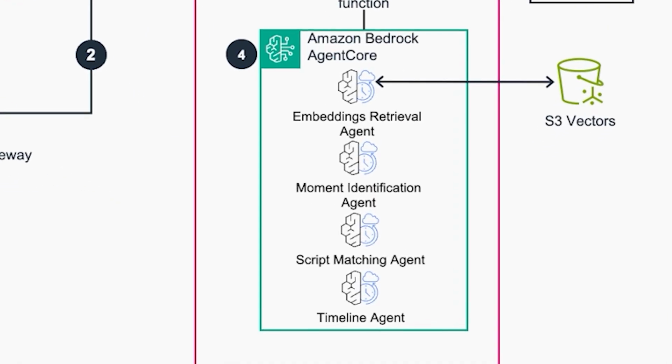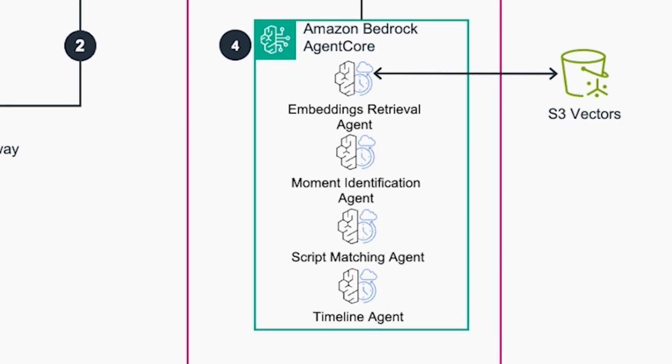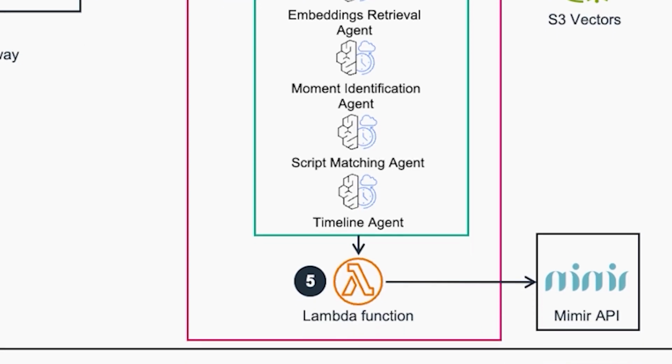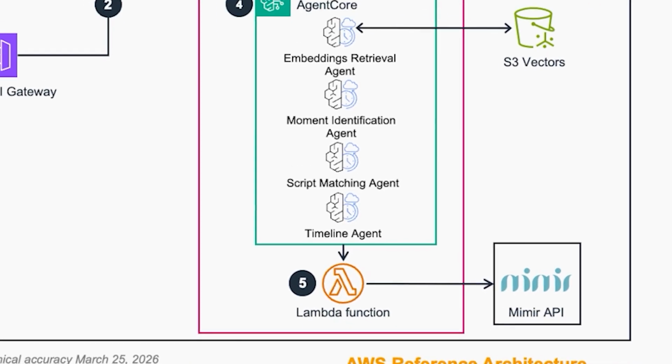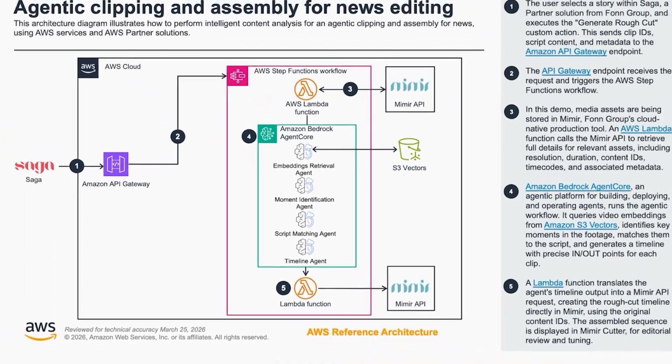Then Amazon Bedrock Agent Core takes over. This is an agentic platform for building, deploying, and operating AI agents. It runs 4 specialized agents. An embedding retrieval agent queries S3 vectors, a moment identification agent finds key moments in the raw footage, a script matching agent aligns those moments to the script, and a timeline agent generates precise in and out points for each clip. A final Lambda function translates that timeline into a Mimir API request, creating the rough cut sequence directly in Mimir using the original content IDs.